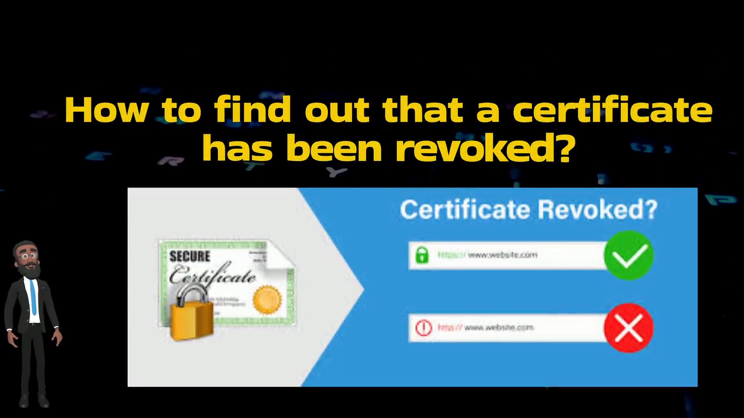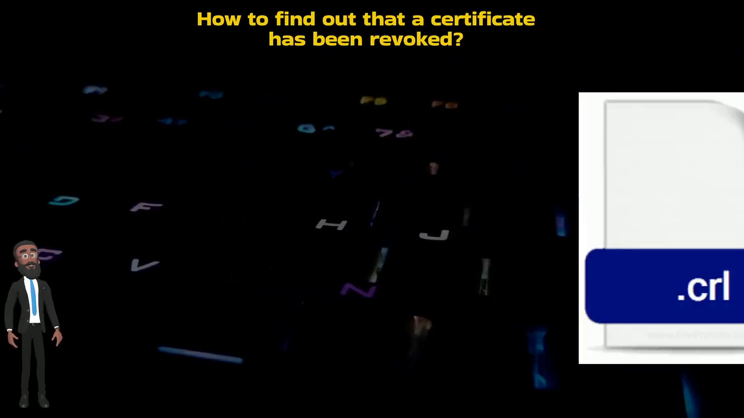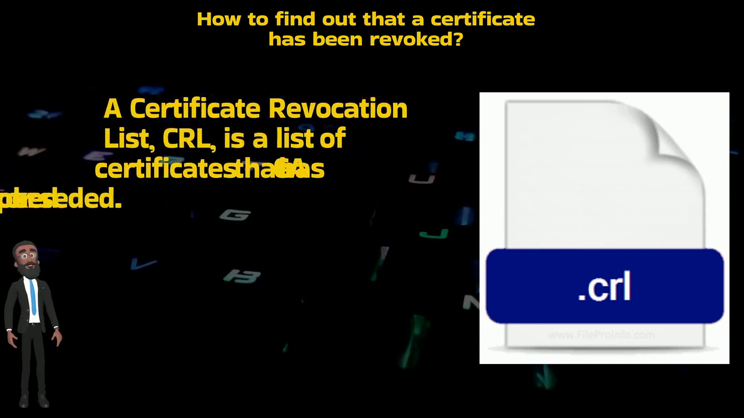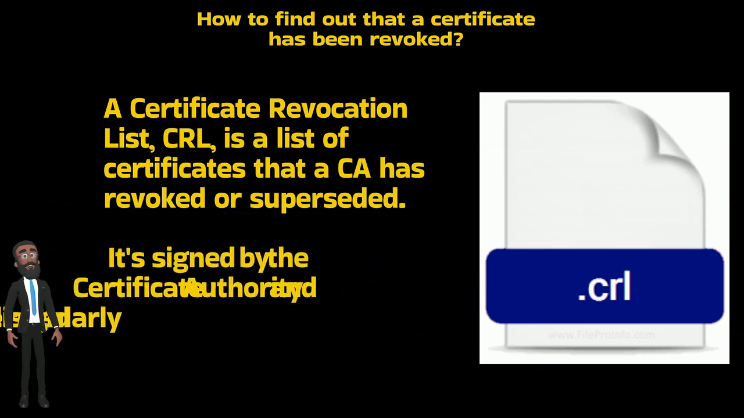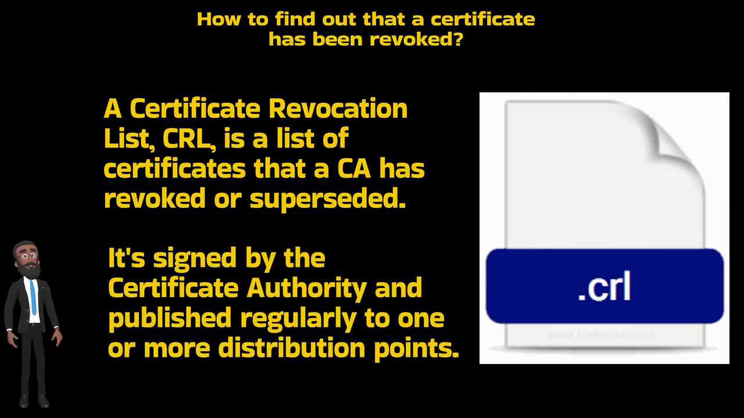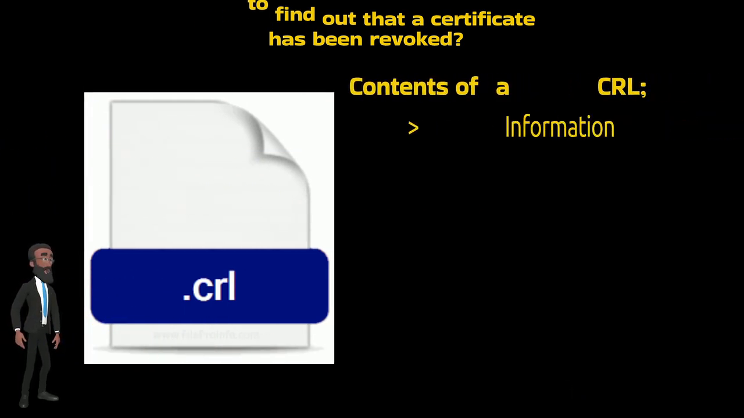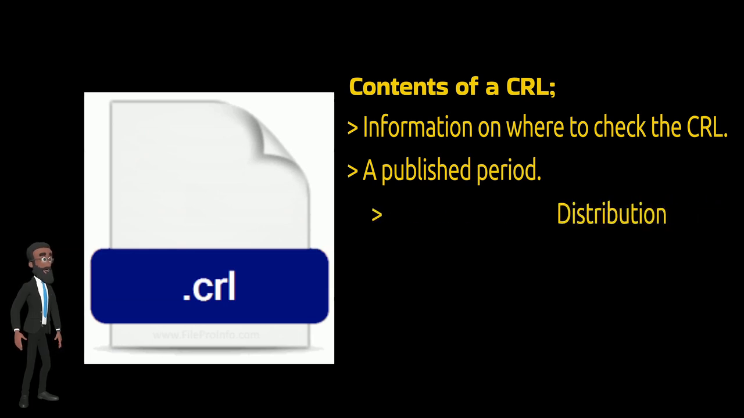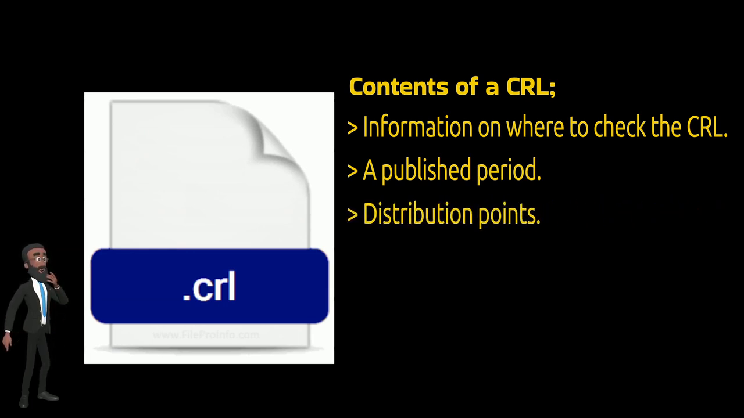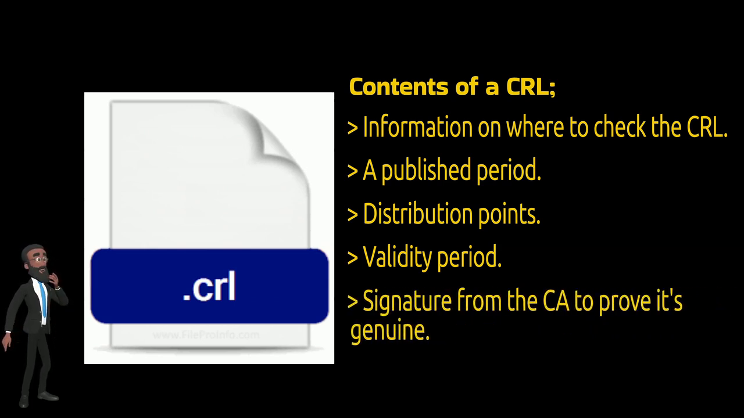I know what you're thinking. How do users or browsers find out that a cert has been revoked? Well, a certificate revocation list, CRL, is a list of certificates that a CA has revoked or superseded. It's signed by the CA and published regularly to one or more distribution points. Each certificate includes information on where to check the CRL. A typical CRL contains the published period, when it was last published, distribution points, that's where it's located, validity period, how long the CRL is considered current, and a signature from the CA to prove it's genuine.